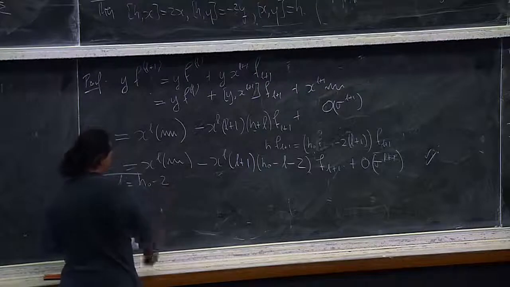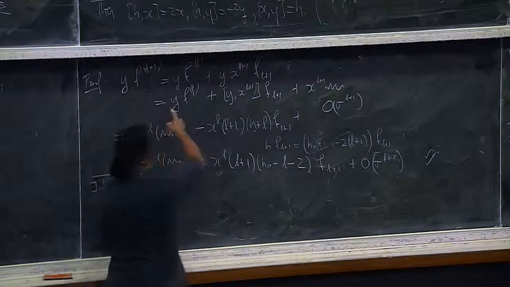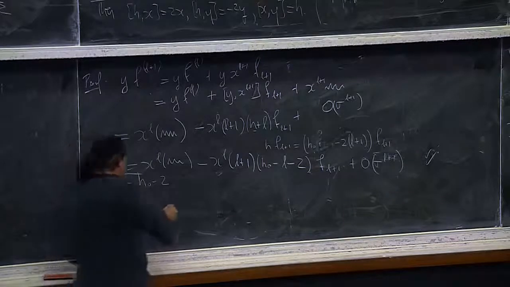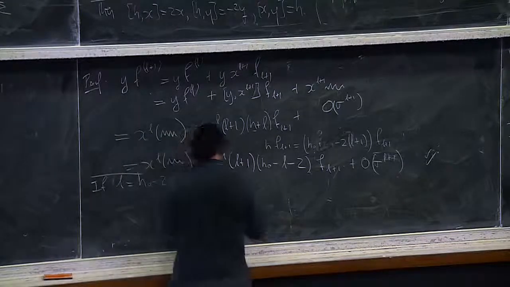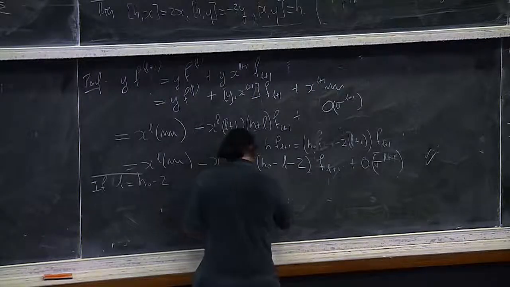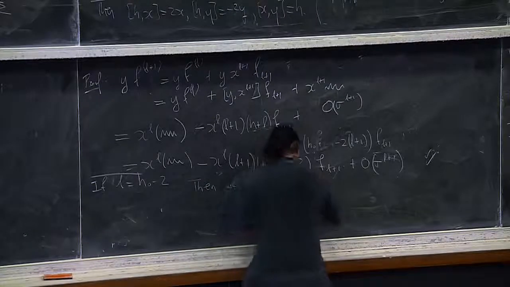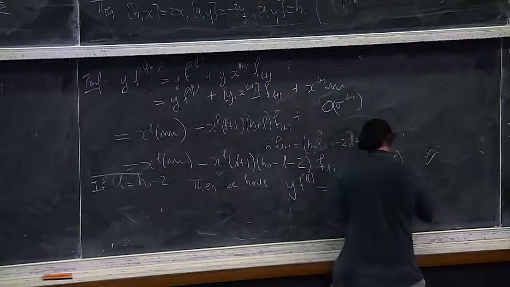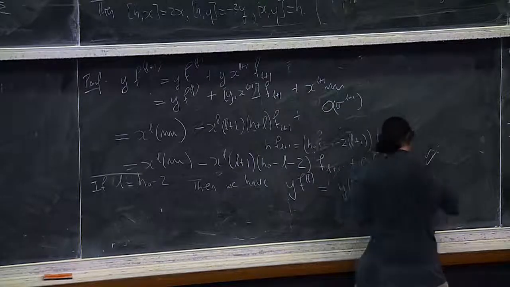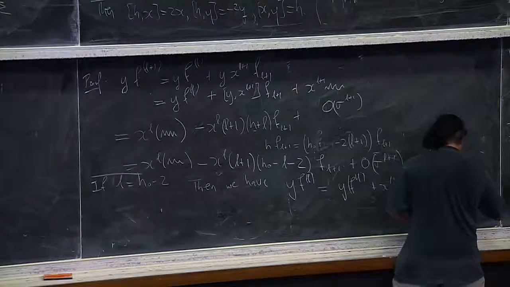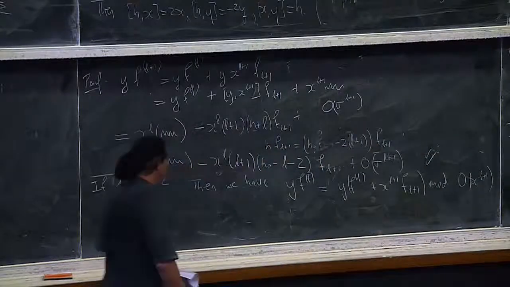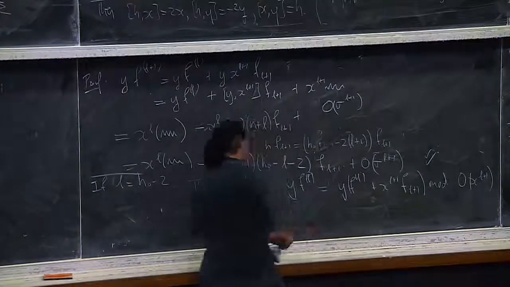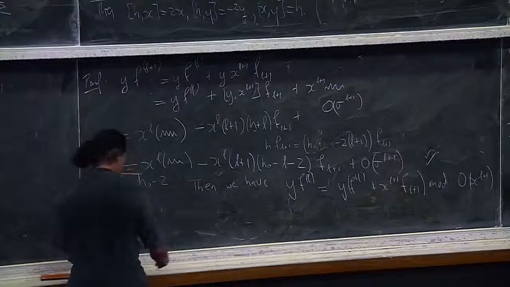But anyway, if this happens, then what we saw here is that when the y hits this thing, it doesn't make any difference if you add x to the l plus 1 times something else. So if you have this coincidence of numbers, then we have that y f to the l equals y f to the l plus x to the l plus 1 f to the l plus 1 mod x to the l plus 1. Okay, so this thing is the obstruction to going on if it's not zero. We can't fix it by adding this term.